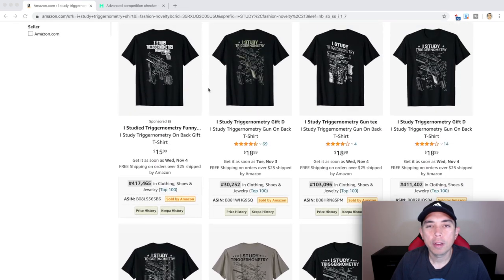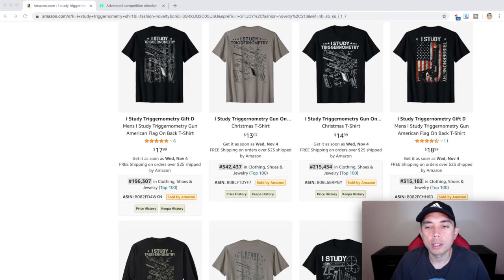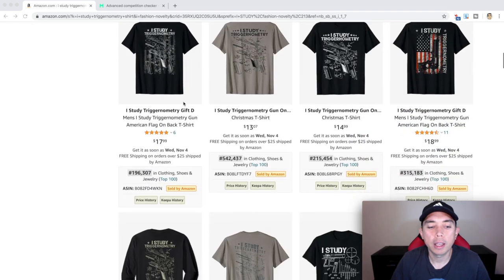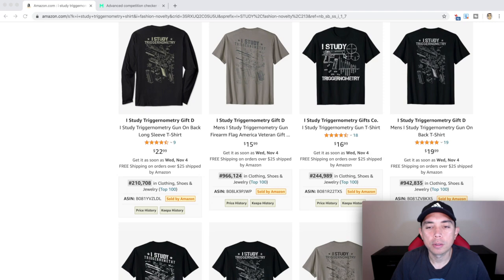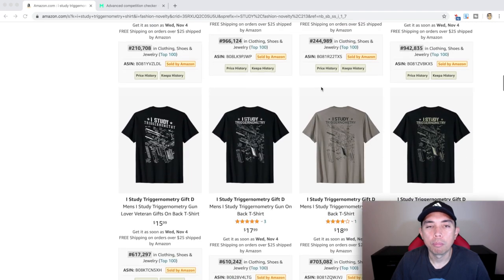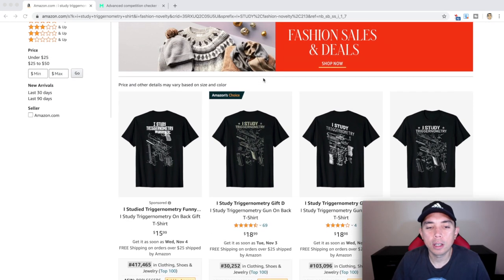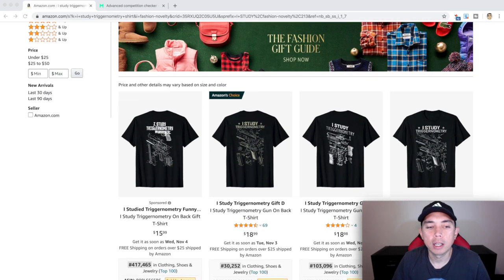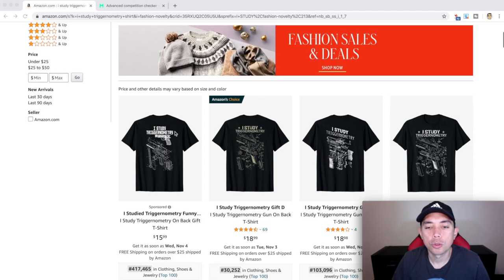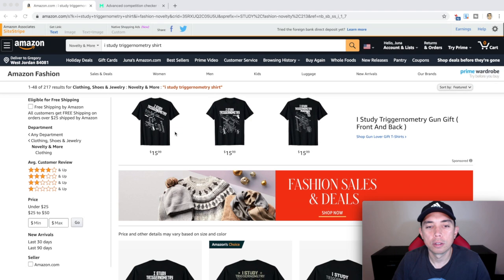Usually they kind of have the same style, but you don't have to do this. You can see other people are doing a different style. This one has a flag here. This one has more of this kind of style. So make it your own style. You don't have to follow this style here where it's all broken up and you can see the different parts of the gun. I don't think that's necessary. Think of your own style. I think what's getting it is the pun on trigonometry.